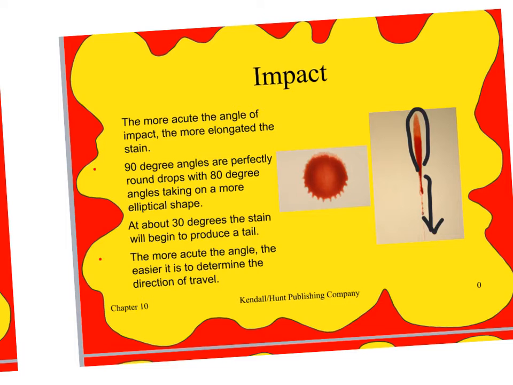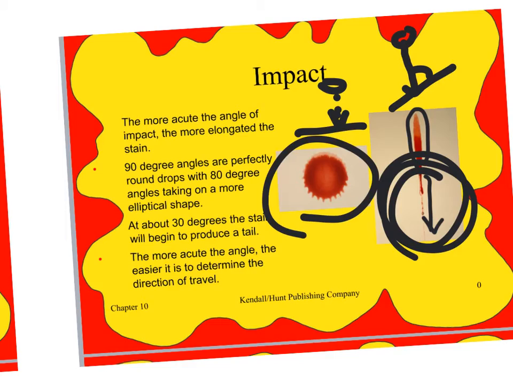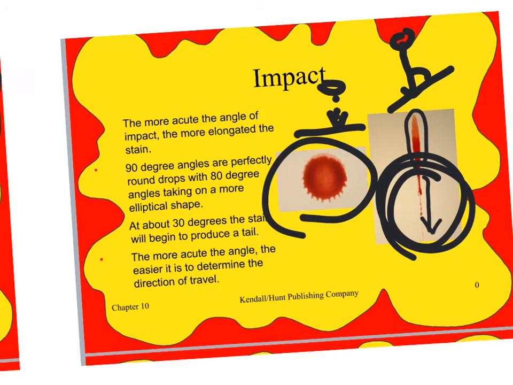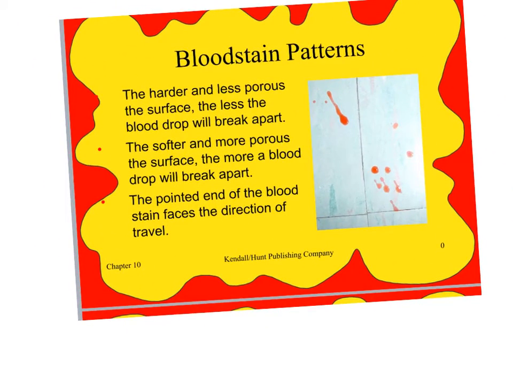As you change the angle, if you're hitting it with a perfect 90 degrees, so say you have a piece of paper and the blood drops down, a nice circular perfect shape is what I would see here. But as we change that angle, and let's say now the paper looks like this, and I drop the blood here, do you see how the angle between the surface and the actual paper is a little bit different? So at about 30 degrees, we start to see this tail being produced there. The more acute the angle, the easier it is to determine our direction of travel. All right, so looking at those patterns again, depending upon the surface type, we see different patterns.